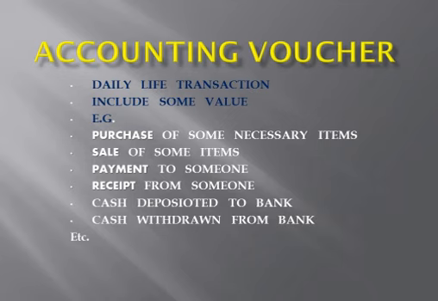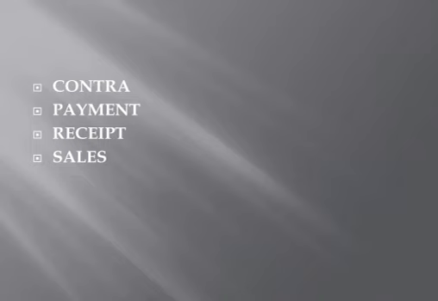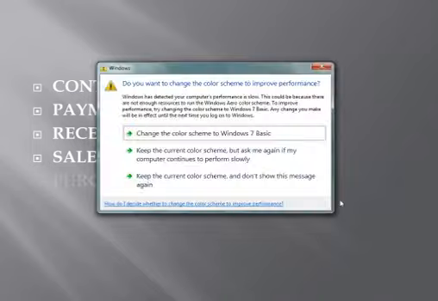So we can pass contra entries, that is cash deposited to bank or cash withdrawn from bank, payment entries, that is payment to someone or payment for something. Next, receipt entries, that is receipt from someone. Next, sales entries, we sell some goods or something else, or purchase something. And we can pass journal entries.